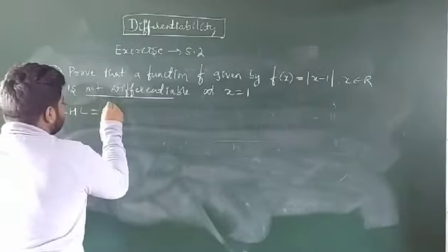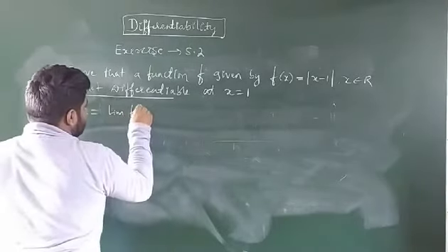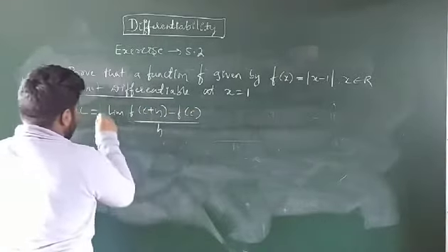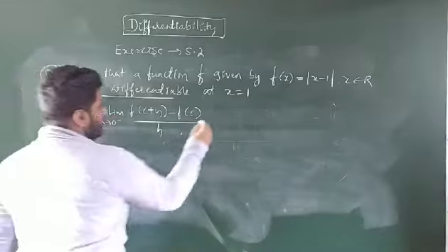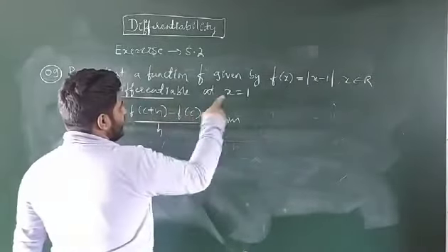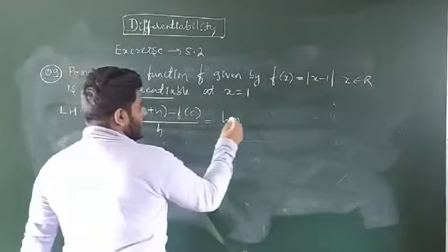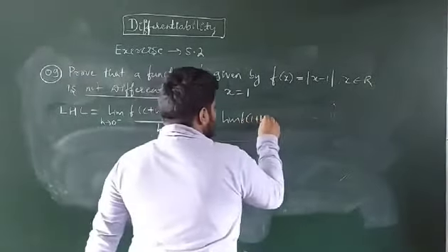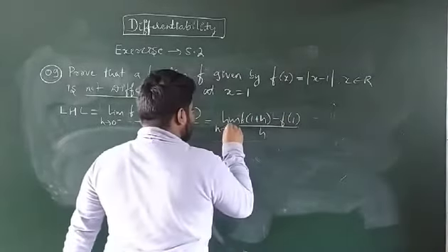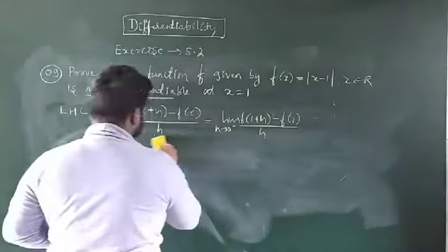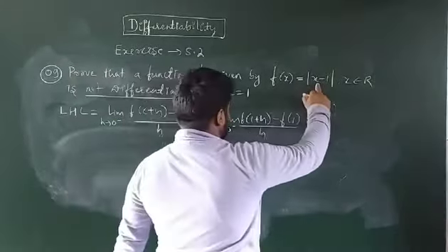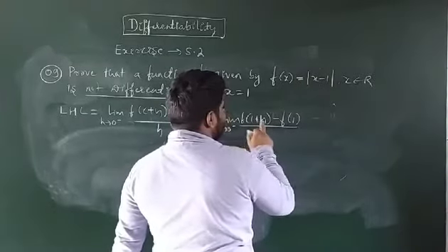LHL, left hand limit: limit of f of c plus h minus f of c divided by h as h tending to 0 minus, we have to find out now. What is c here? c is 1. So you write f of 1 plus h minus f of 1, whole divided by h as h tending to 0 minus. So what is f of 1 plus h? Carefully see here. In place of x, we have to put 1 plus h.